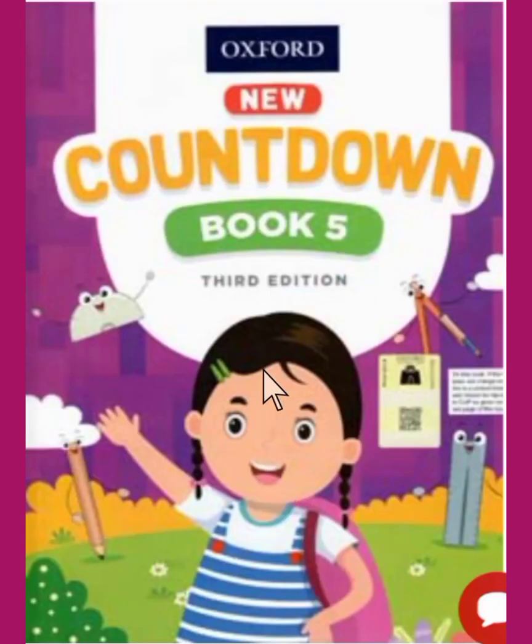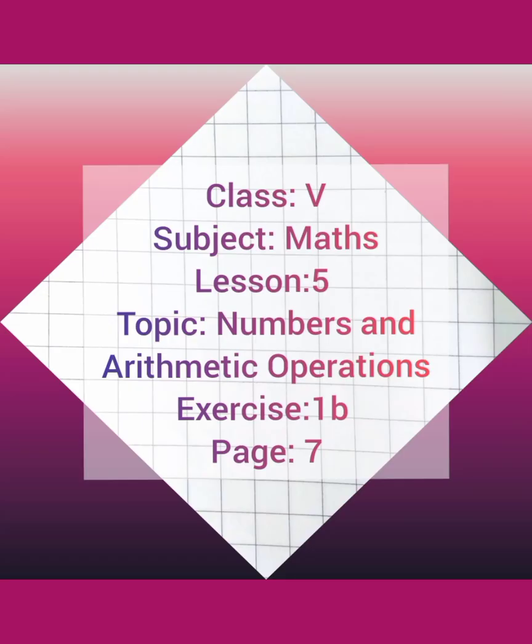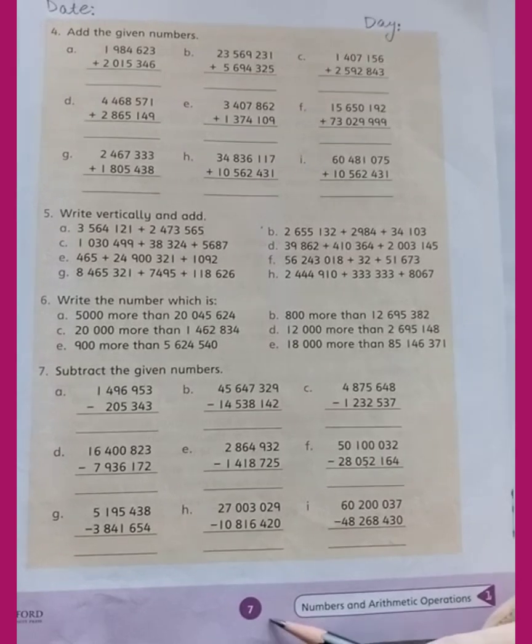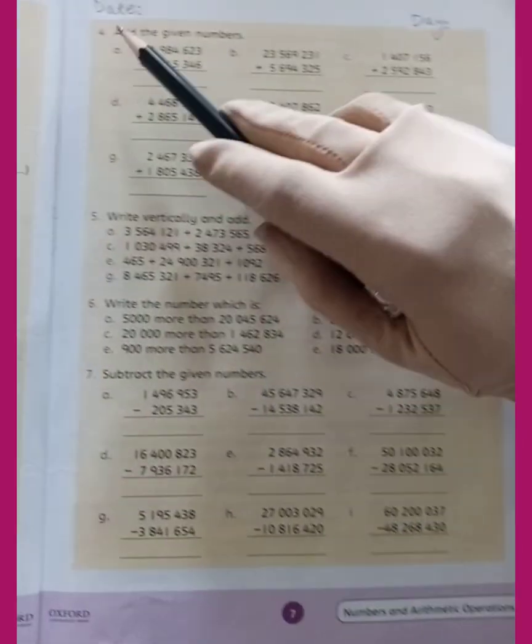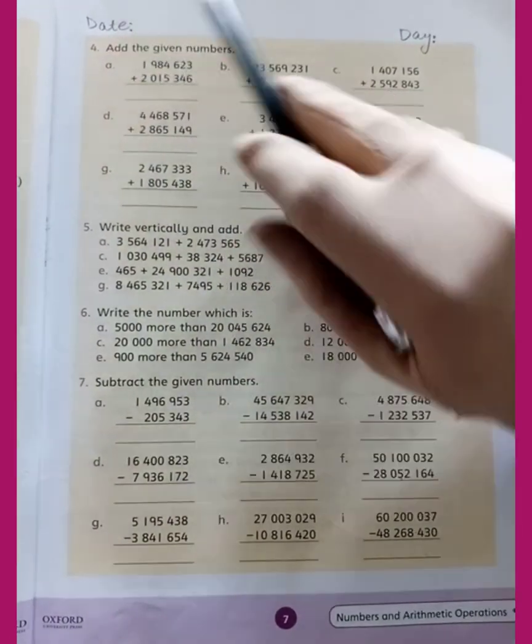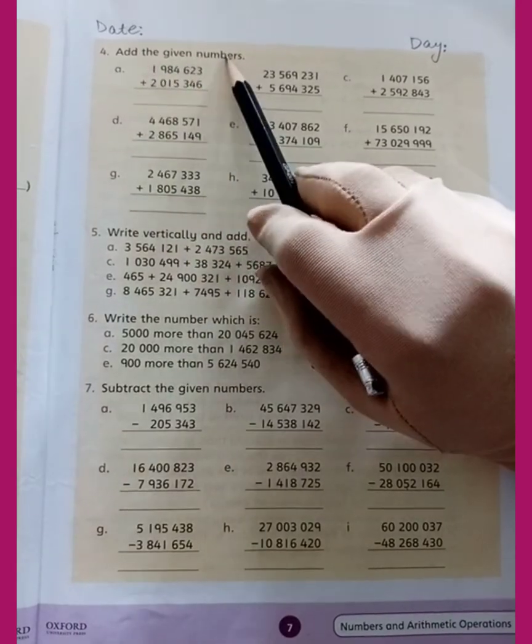This is your maths book, Oxford New Countdown, Book 5, 3rd edition. Today our lesson number 5, topic numbers and arithmetic operations, exercise 1B, open page number 7. Students, on page number 7 you have question number 4. Put date, day. Add the given numbers.